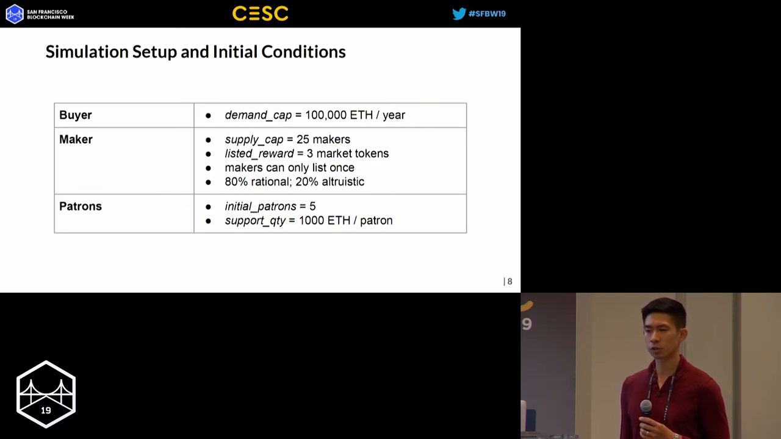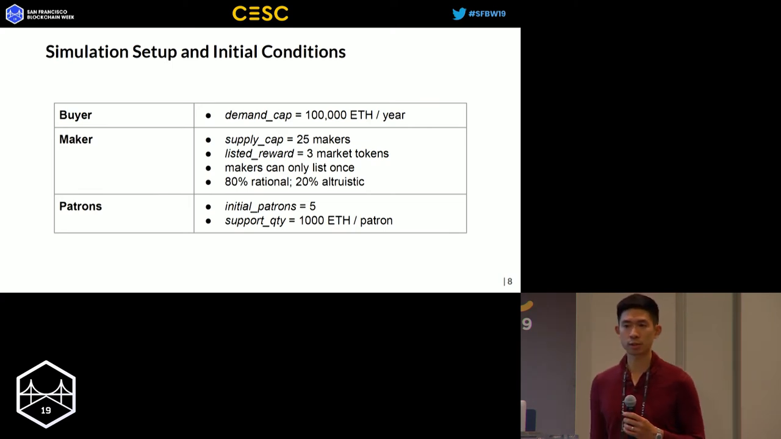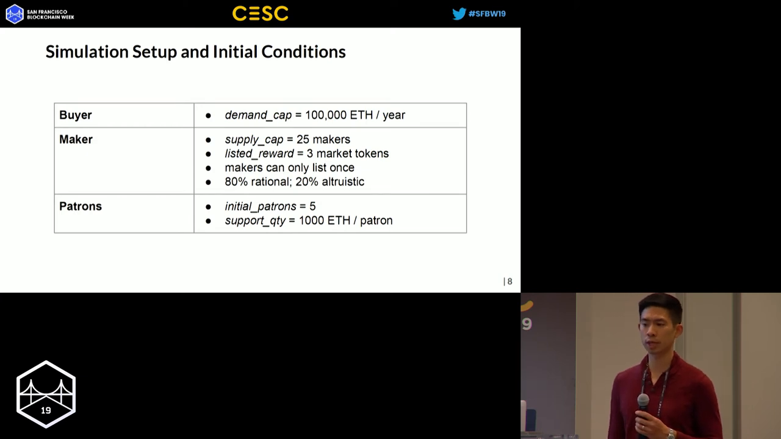So for buyers, we assume that the demand cap is 100,000 Ethereum tokens per year. So again, this is the total upper bound of the market value. And for makers, we assume that there is a supply cap of 25 makers. This is mostly just to keep the performance of the simulation relatively high, as we're actually running the real contracts in the background here.